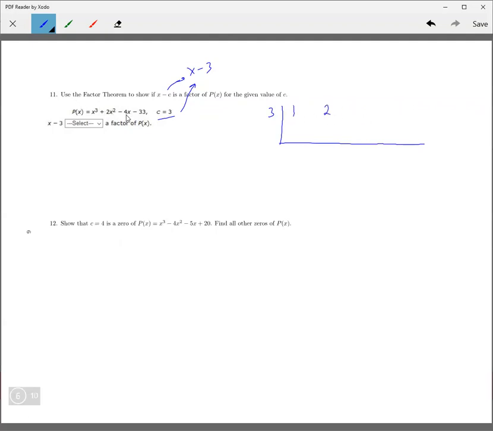So 1, 2, negative 4, negative 33. Okay. So if you bring the 1 down, you get that. That's 3. Multiply, that's 3. Add those together, that's 5. 3 times 5 is 15. 15 minus 4 is 11. 3 times 11 is 33.